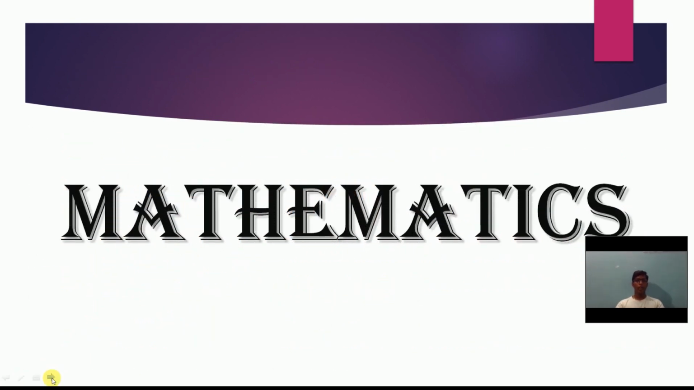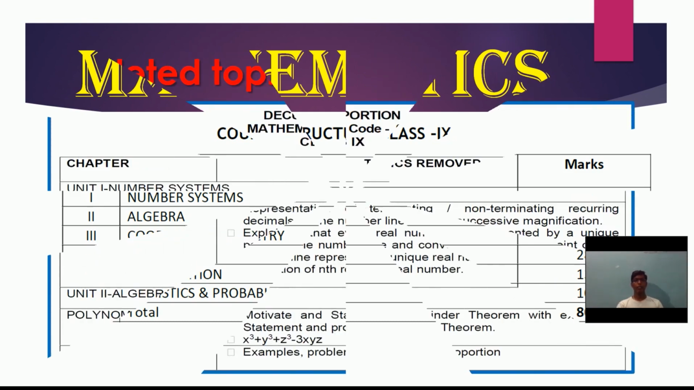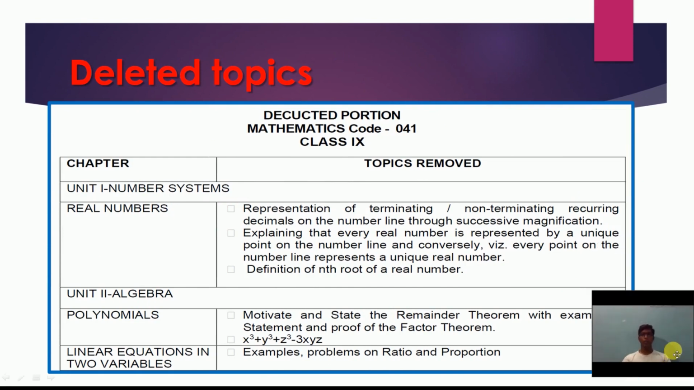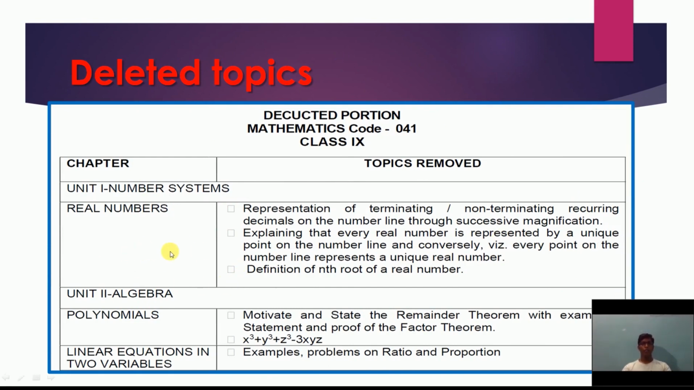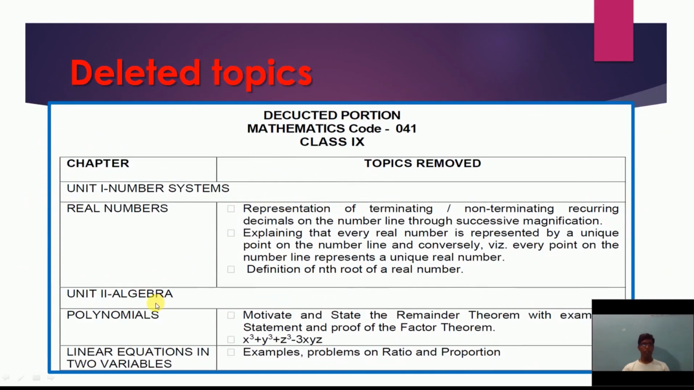Now let us discuss the next one. Next we have mathematics. If you observe here, these are the total chapters in CBSE class 9th maths. Now see the topics here. You can observe what topics have been removed. From the first unit, Real Numbers: representation of terminating, non-terminating, recurring decimals on the number line, successive magnification, and the 3 topics. So from Real Numbers, these 3 topics have been removed here.